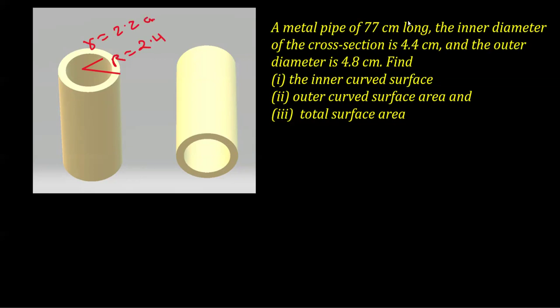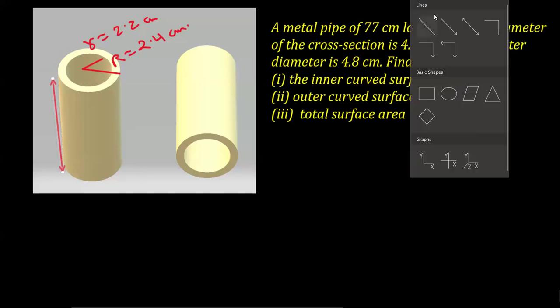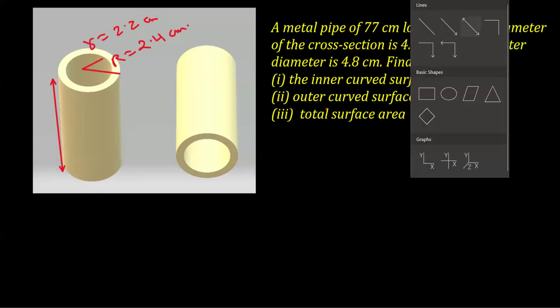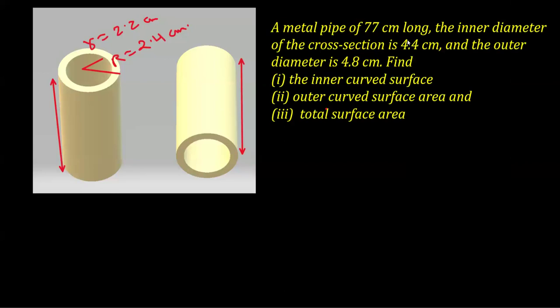These are in centimeters. Now, if I talk about the length, here the length or the height is the same, right? If I measure this way, it is its length. And similarly, if I measure the length in this pipe, this is its length. So whether you measure it from inside or outside, the length remains the same. We can just denote this as the length, and the length, according to the question, is given as 77 centimeters. So L is equal to 77 centimeters.